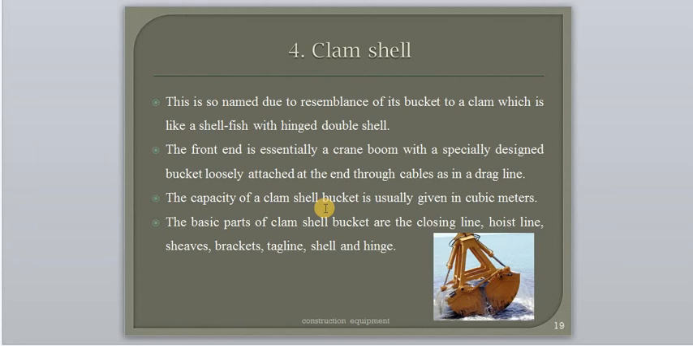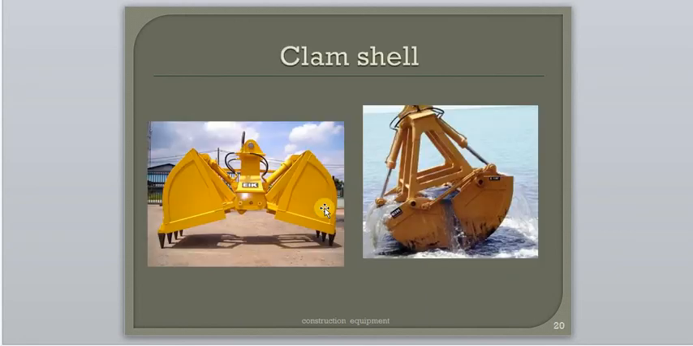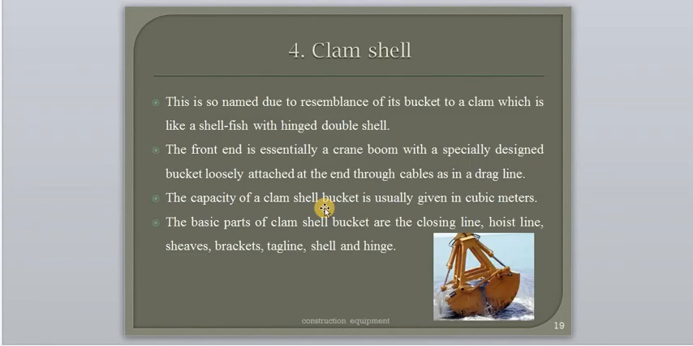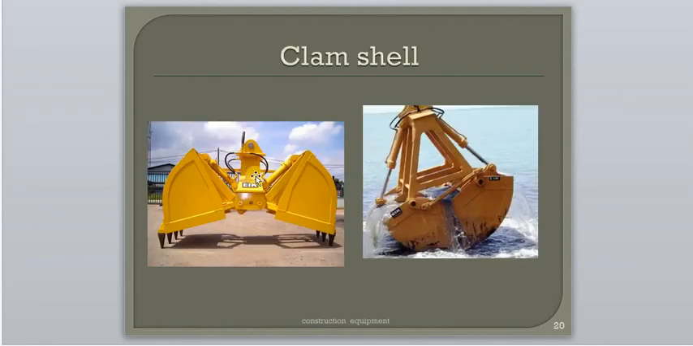The basic parts of the clamshell are again listed. The hoist line, sheaves, brackets, tag line, shell and hinge are the various parts of the clamshell. So this is the figure for the clamshell. It has been hinged at the top, and these are the two shells, the clamshells.